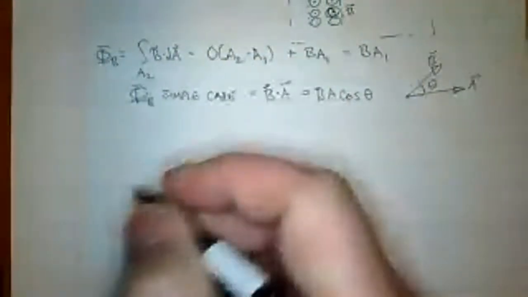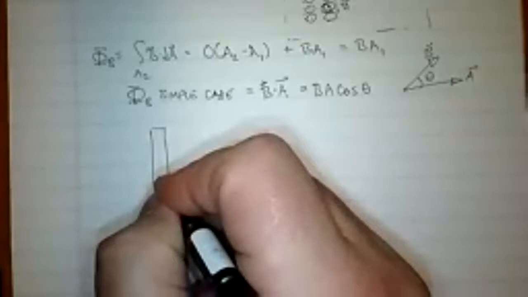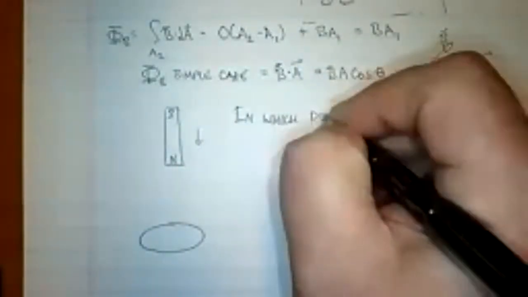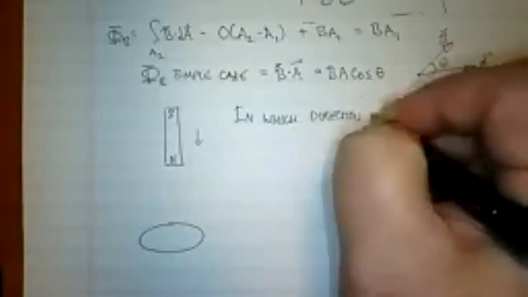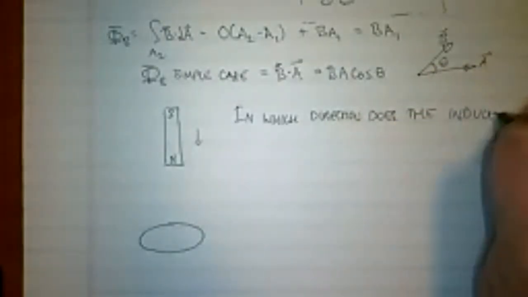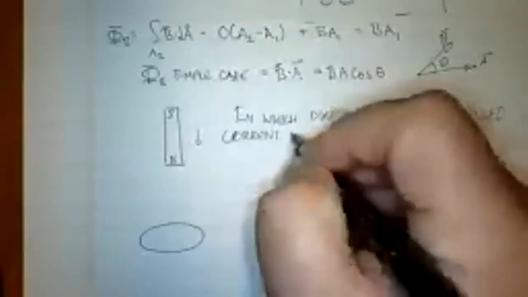So here's an example. Let's look at a bar magnet. This is the north end of the magnet. This is the south end of the magnet. And it's falling through a loop of wire. My question is, as this falls this way, in which direction does the induced current flow?